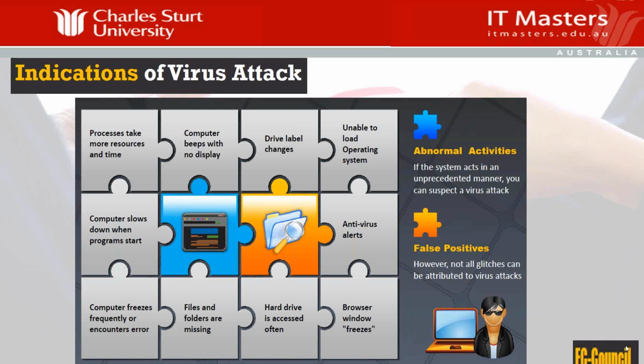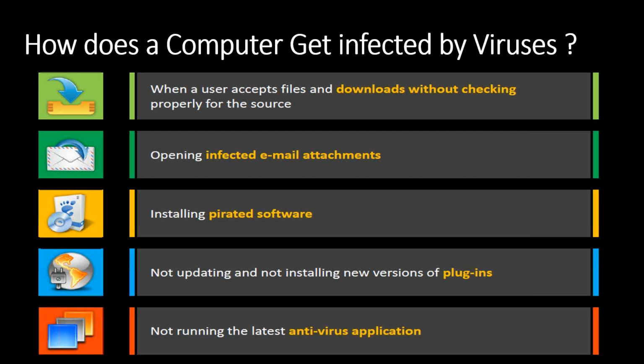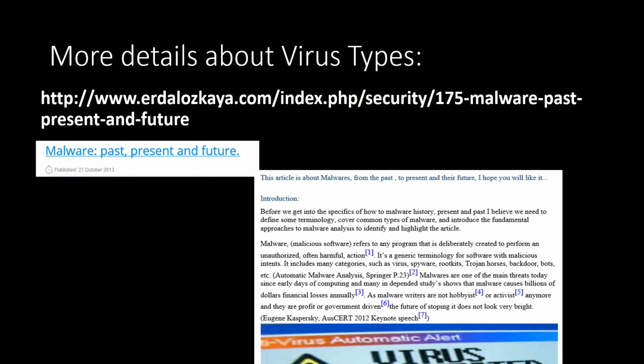Indications are your computer acts weird, and because it acts weird, it annoys you. So you have to make sure that you don't install illegitimate programs on your computers. You don't open unknown email attachments. In fact, you don't open any attachments that you don't trust. You don't install any pirated software. You keep your computer up to date. You have an antivirus. Again, I've got lots more information about viruses called malware, past, present, and future in my blog. Please go and read it.